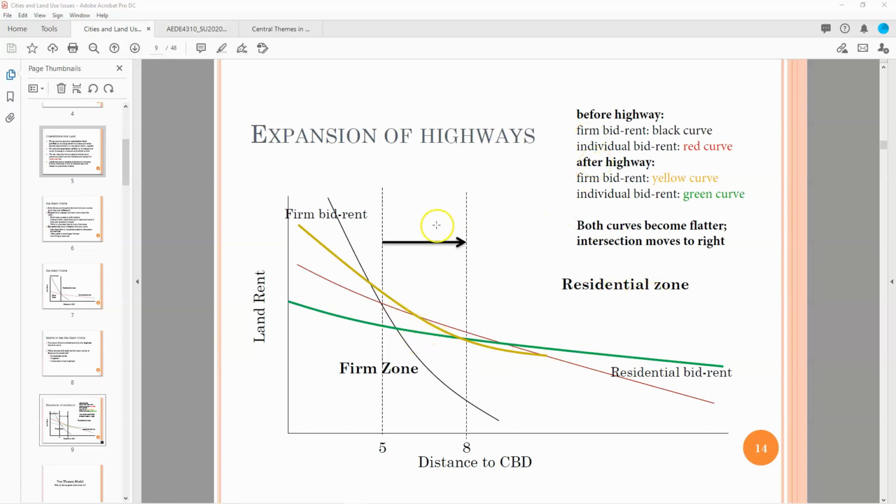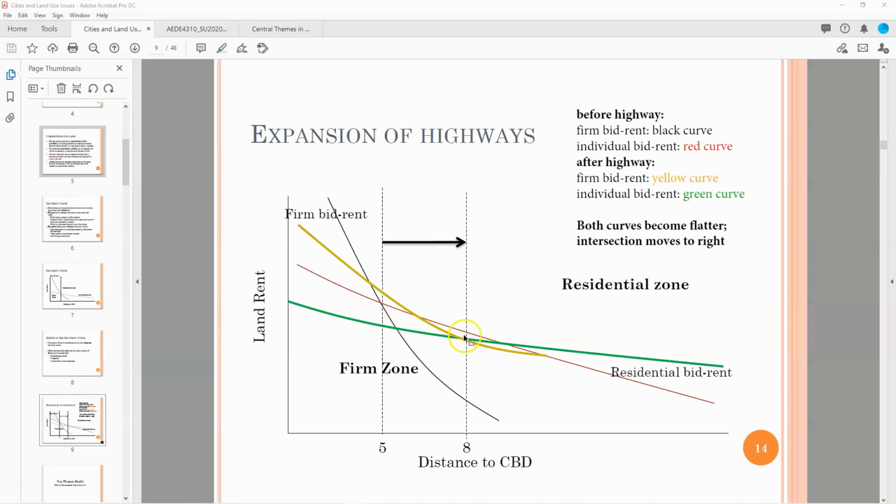After highway construction, both the firms' and the households' bid-rent curves become flatter because they can pay less for the land, because there is a new highway available which can reduce their transportation cost. So we can say the new firm bid-rent curve is the yellow one, and the new households' bid-rent curve is the green one.